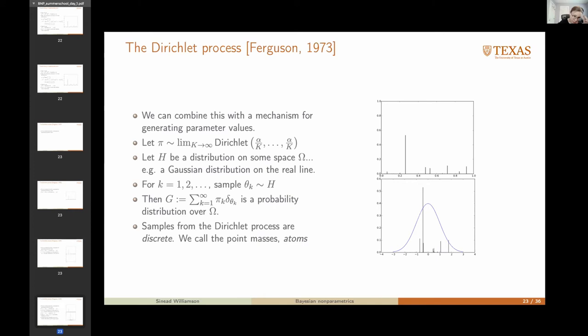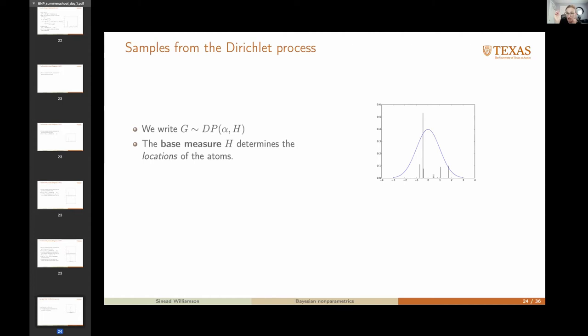Now, one thing that we're going to see from this is that we end up with a probability distribution on the space theta, which is whatever our distribution h is on, and it's going to be discrete. Right? We have infinitely many atoms of probability, so we end up with a discrete probability distribution. And we write this as g, our discrete probability distribution, is sampled from a Dirichlet process with parameters alpha and h. So h here was determining the locations of these parameters.